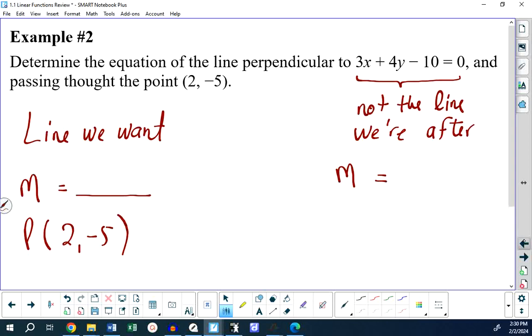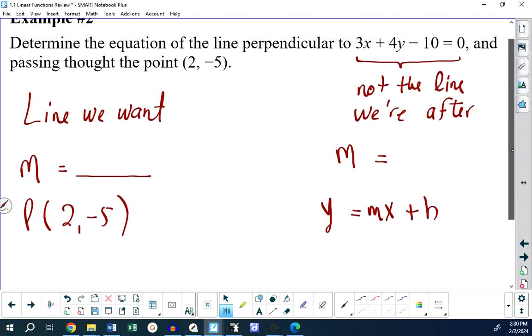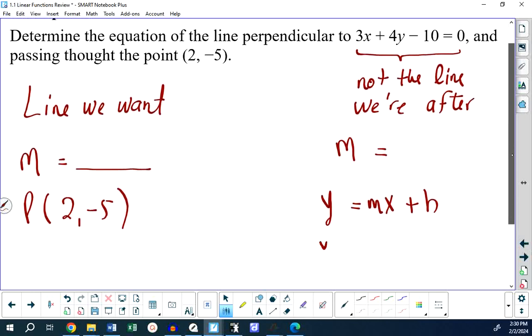Well, we're going to put it into the form y equals mx plus b. As much as we don't use this formula to determine an equation, we can certainly use it to determine a slope. Right? If I subtract the 3x and add the 10 to both sides, I get 4y equals -3x plus 10.